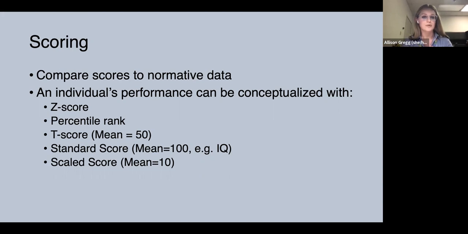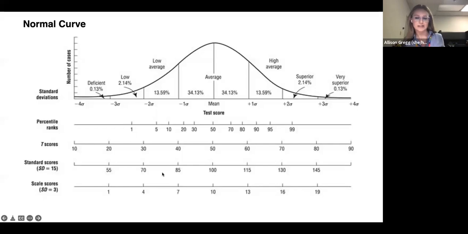And so we can conceptualize these test scores in different ways too. We have the Z-score, which looks at standard deviations from the mean, and percentile rank. So for example, an individual might score better than 90% of all individuals who've taken that test if they're in the 90th percentile. We also have T-scores where the mean is 50, scaled scores where the mean is 10, and then standard scores where the mean is 100, which is, I guess, most commonly exemplified by an IQ score, for example.